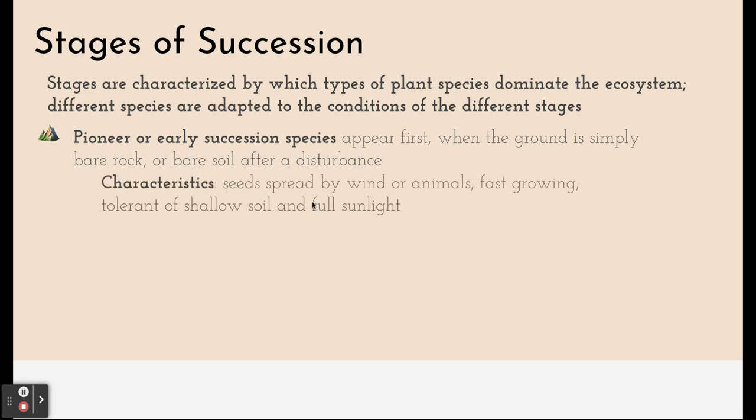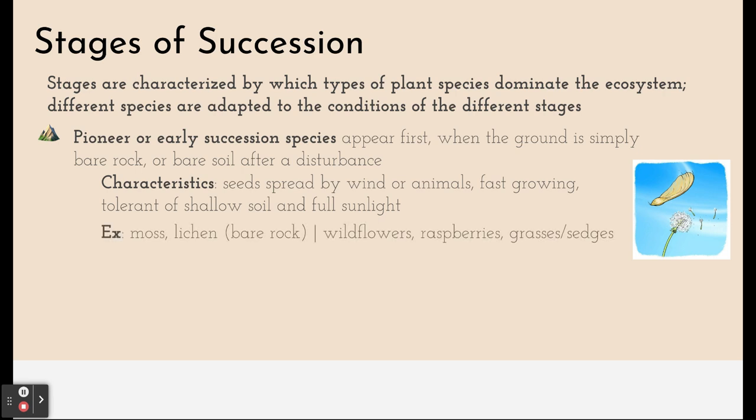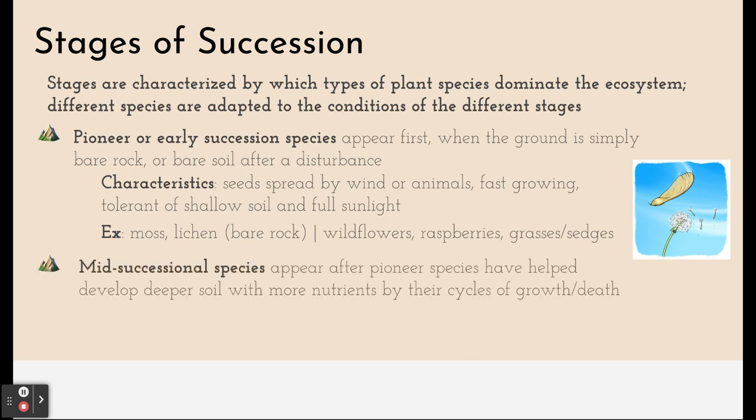Characteristics are that the seeds are spread by wind or animals. They're very fast growing. They're very tolerant of shallow soil, and they usually live well in full sunlight because there's no other shade that would actually protect them from drought conditions that they may not be well adapted to survive in. Some examples of these are moss, lichen, wildflowers, wild raspberries, and then, like I said, grasses or sometimes sedges, as those are called.